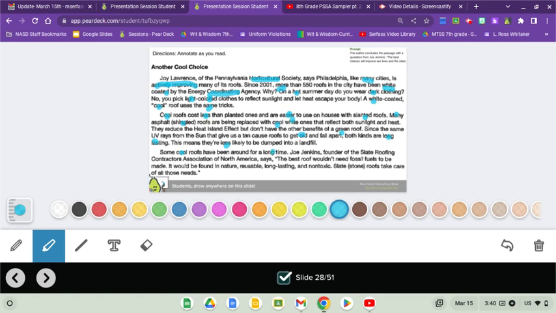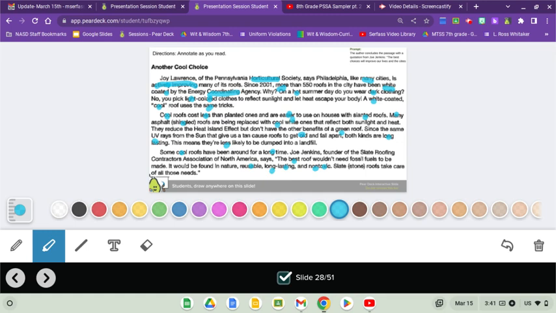Some cool roofs have been around for a long time. Joe Jenkins, the founder of Slate Roofing Contractors Association of North America, says the best roof wouldn't need fossil fuels to be made. It will be found in nature, reusable, long-lasting, and non-toxic. Slate stone roofs take care of all those needs.